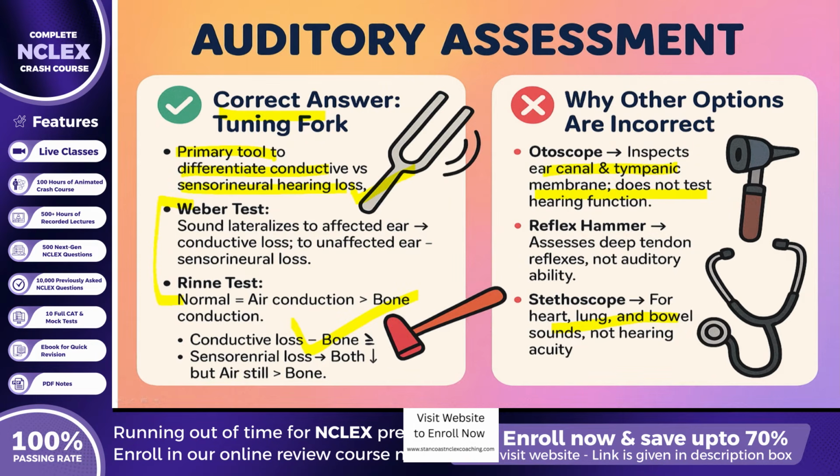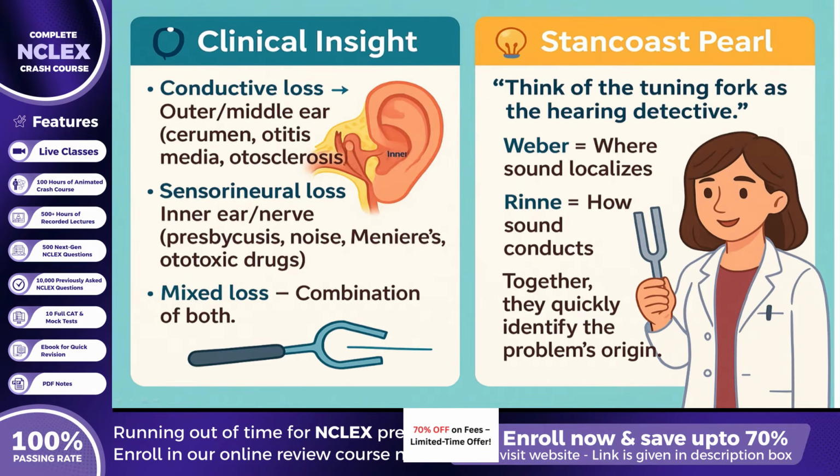Clinically, it is important to recall that conductive hearing loss originates in the outer or middle ear from causes such as cerumen impaction, otitis media, or otosclerosis, while sensorineural hearing loss involves the inner ear, cochlea, or auditory nerve, often from aging, presbycusis, chronic noise exposure, Meniere's disease, or ototoxic drugs such as aminoglycosides. Mixed hearing loss combines both types. Identifying the category early is critical since untreated hearing impairment can affect communication, safety, and overall quality of life.